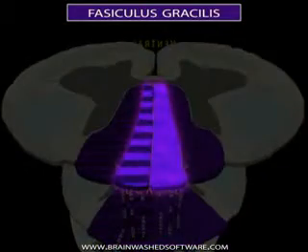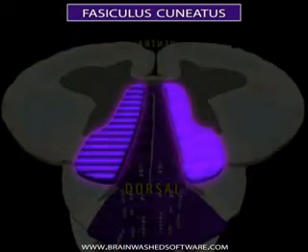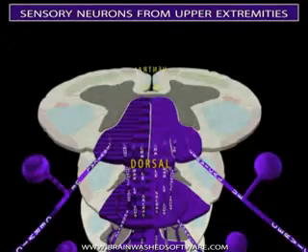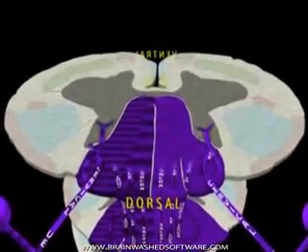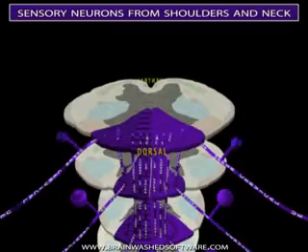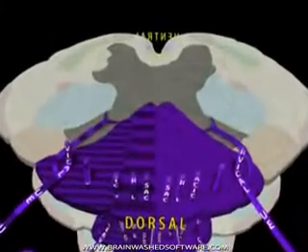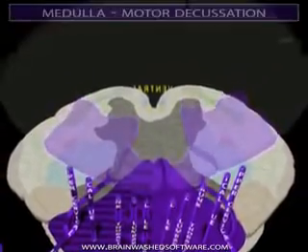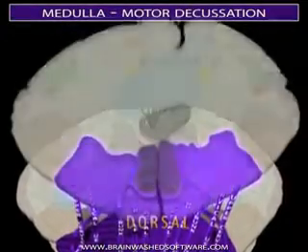Sensory neurons that innervate the upper extremities and neck enter the cord at the cervical levels. Along with neurons carrying information from the upper trunk, these axons form the most lateral section of the dorsal columns, the fasciculus cuneatus. As the fasciculus gracilis and fasciculus cuneatus pass through the spinal cord medulla junction, keep in mind that within the DCML tract, axons are grouped both by their function and the area of the body from which they originate.